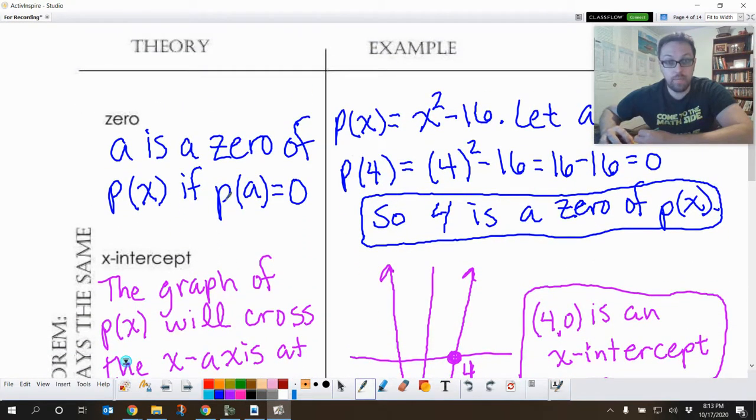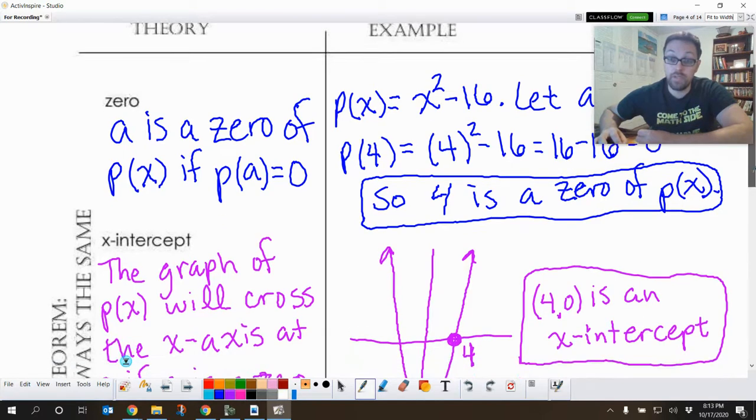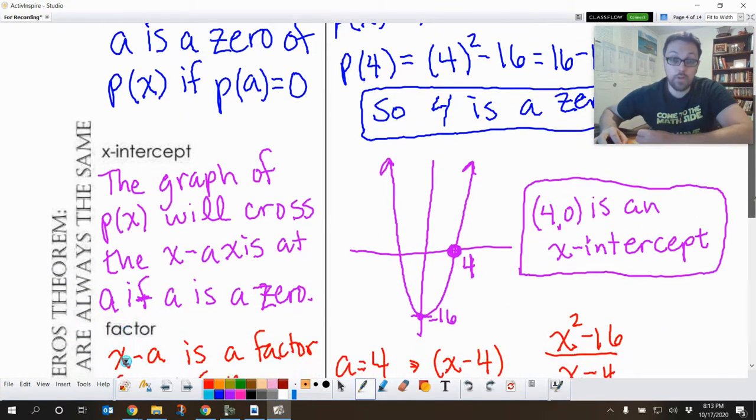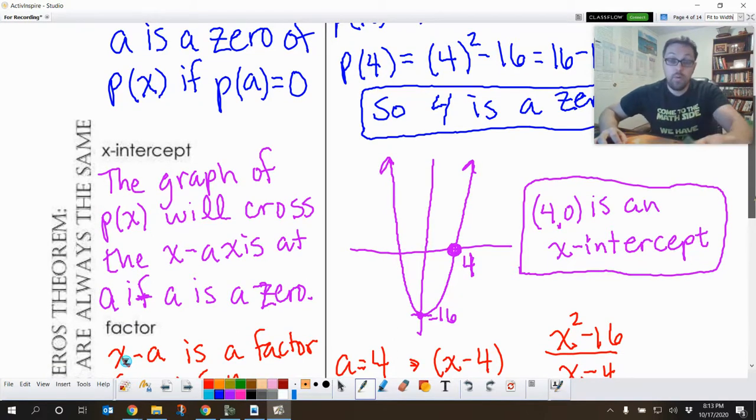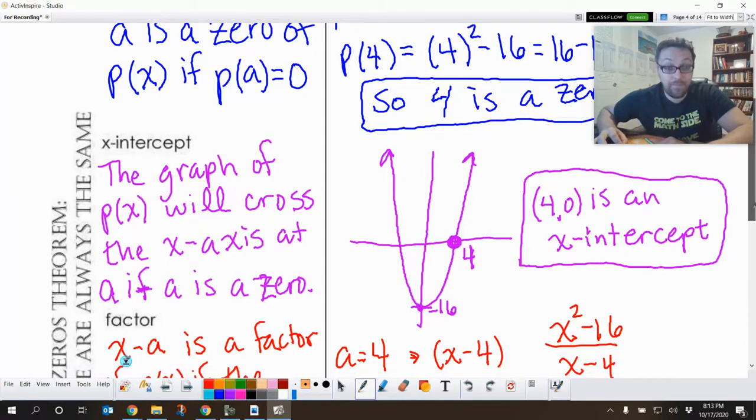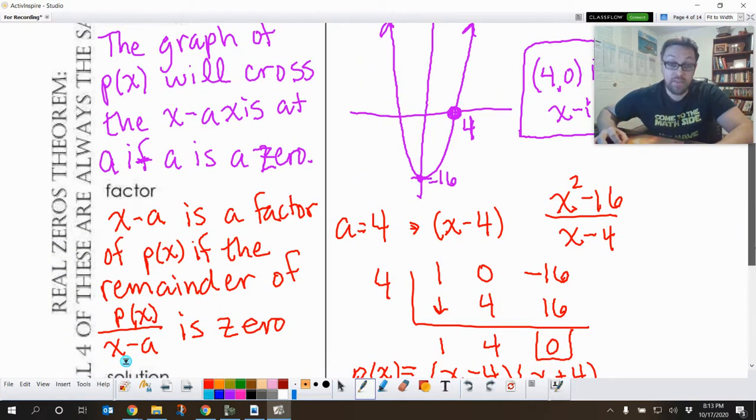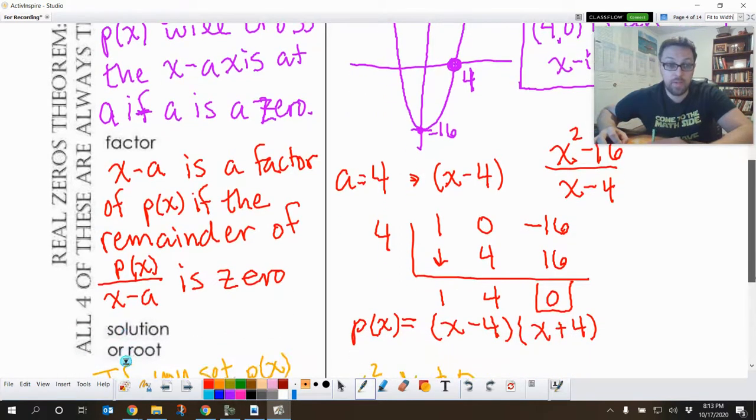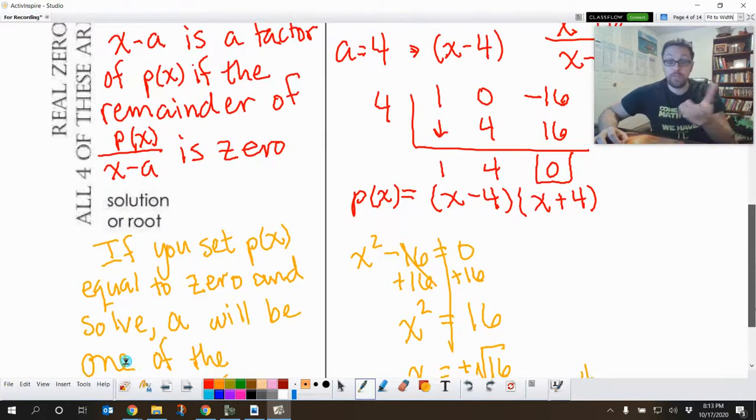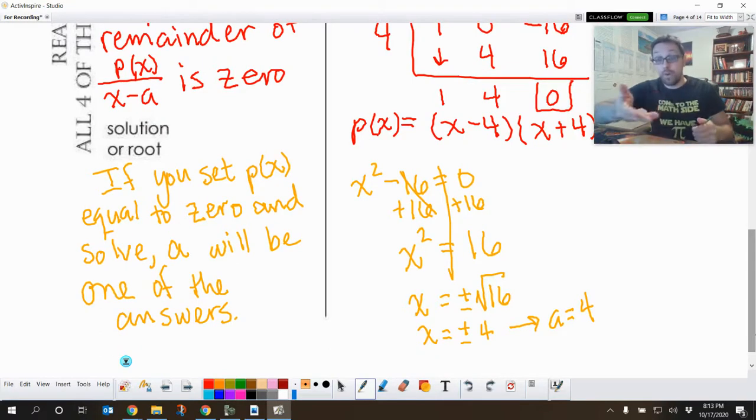So here we had p of x, our p of x is x squared minus 16. So our 0 of 4 made our whole polynomial 0. You could also say there's x-intercepts, where it crosses the x-axis at 4. 4 is also a factor because we can divide p of x by x minus 4. So you do the opposite and we get 0. And it's also a solution because if we solve this equation for x when it's equal to 0, we get 4 as one of our answers.